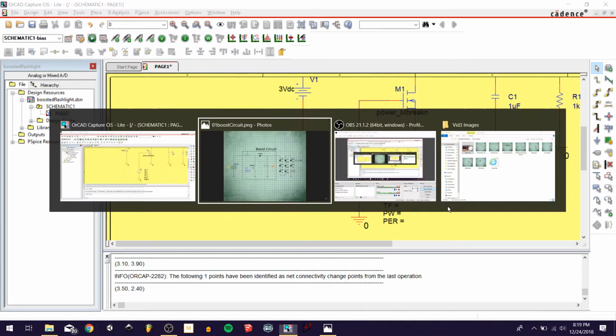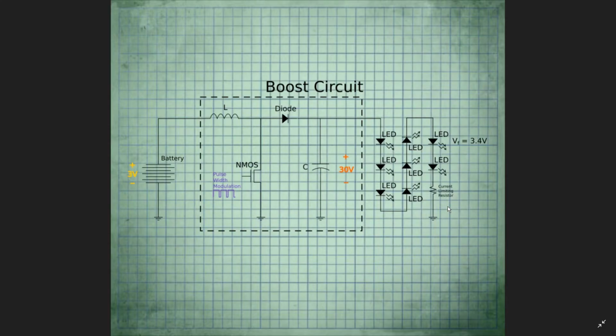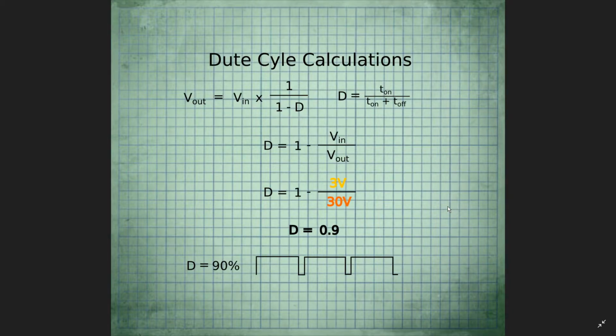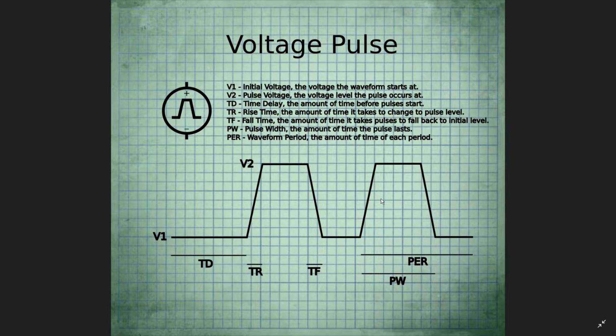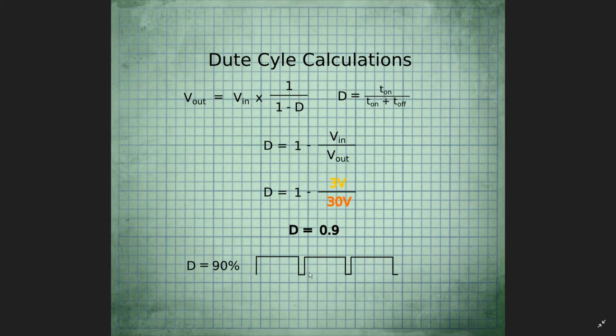So what are those things? Well, this was just a reminder. If you remember in the last video, we calculated that to get 30 volts out from a 3 volt input, we need a duty cycle of 0.9 or 90%. But here is the voltage pulse breakdown. This is how I describe it, and it's pretty much it's just going to draw a periodic waveform of pulses, which is great because if you'll notice that looks an awful lot like our pulse width modulation.